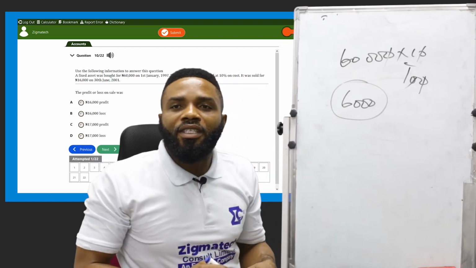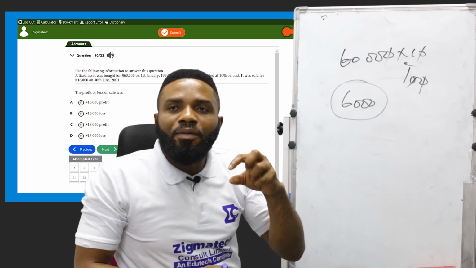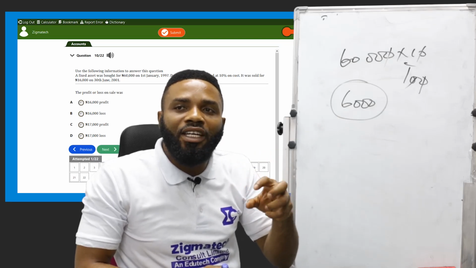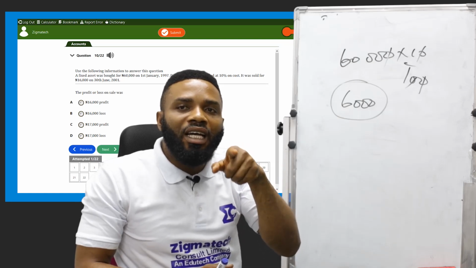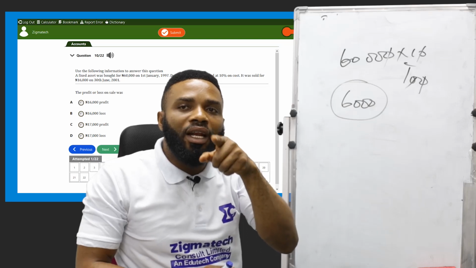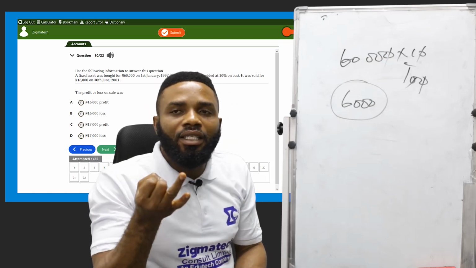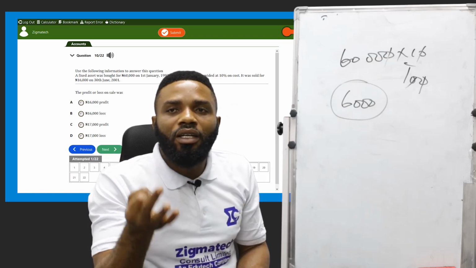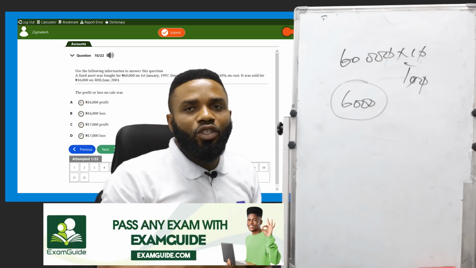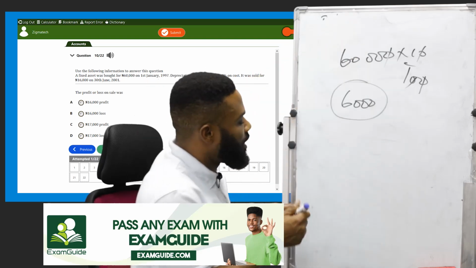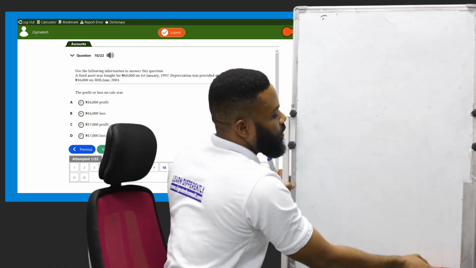So they said that a fixed asset was bought for this on 1st January 1997. Depreciation was provided at 10% on cost. It was sold for 16,000 on 30 June 2001. From 1997, 1998, 1999, 2000, 2001, that's 4 years. So you are going to calculate this for 4 years.